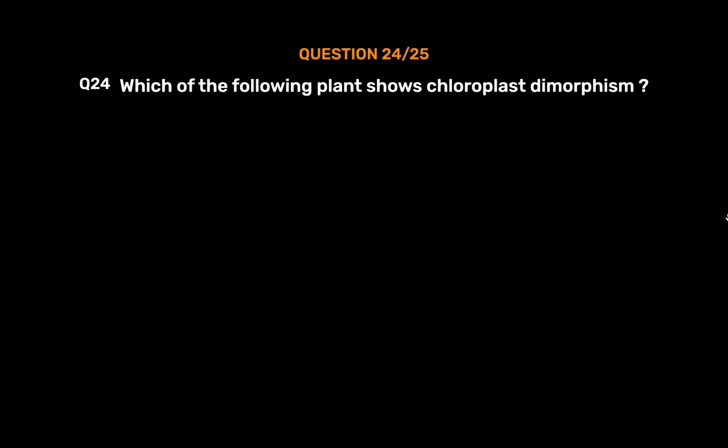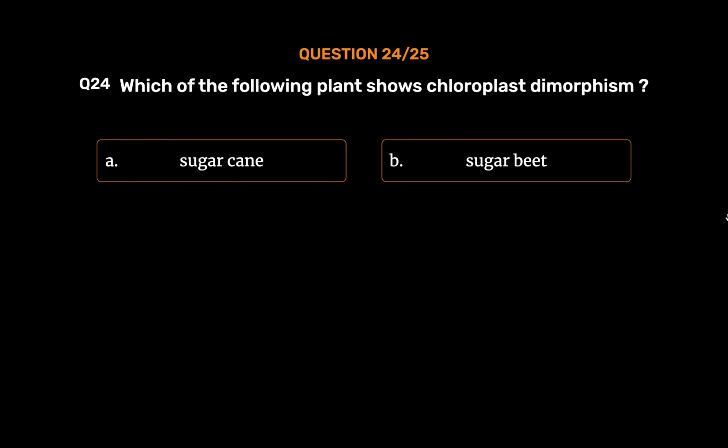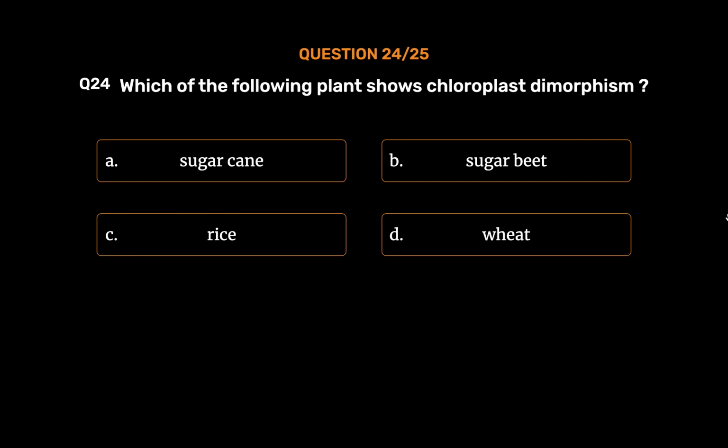Question number 24. Which of the following plant shows chloroplast dimorphism? Option A. Sugarcane. Option B. Sugar beet. Option C. Rice. Option D. Wheat. The correct answer is Option A.